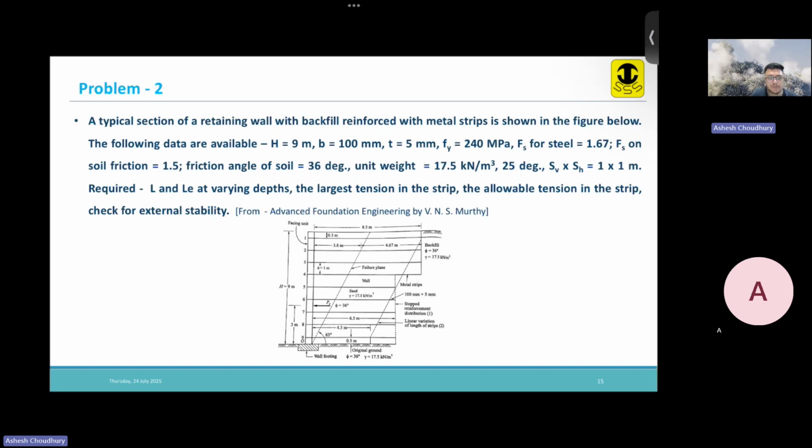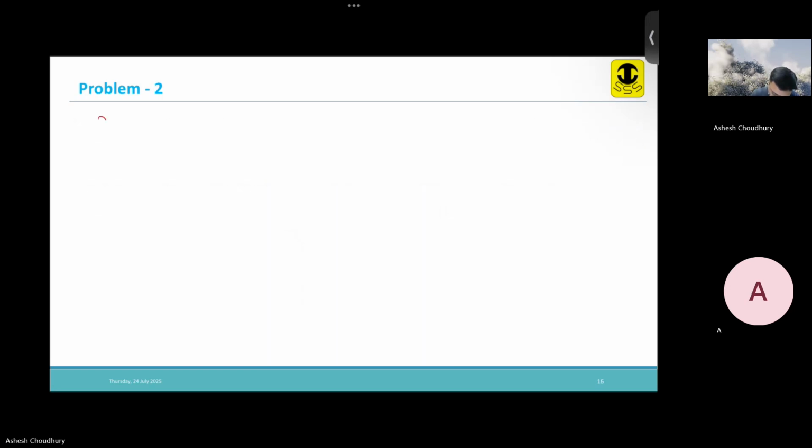Here we are asked to find the required LE and L at varying depths, the largest tension in the strip, the allowable tension in the strip, and to check for external stability. So let us do it. Sigma H is the horizontal pressure coming at each level. Now the load on the reinforcement T is sigma H times SV times SH. SV times SH is the load on the reinforcement that is coming.